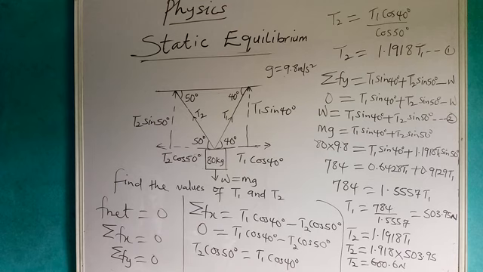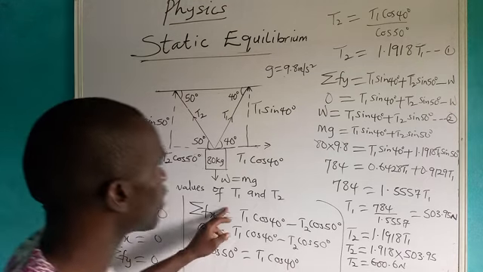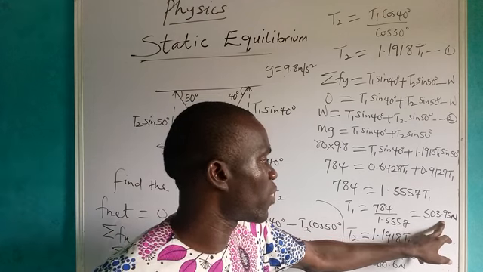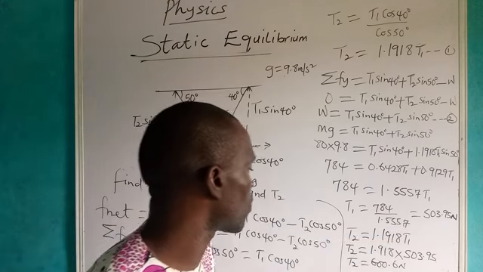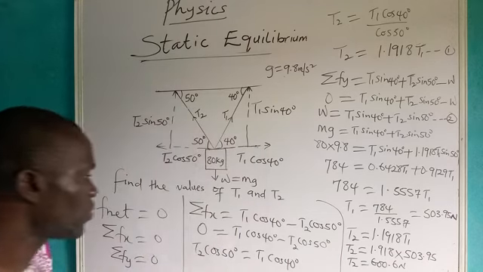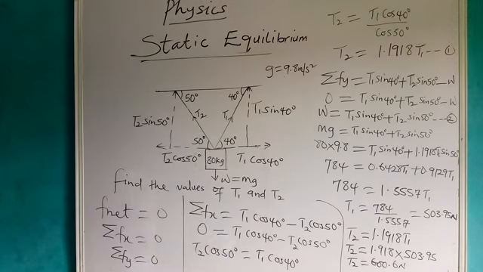This is the value of both tensions. We have the one of T1, which was 503.95, and we also obtained the one of T2, 600.6 Newton.